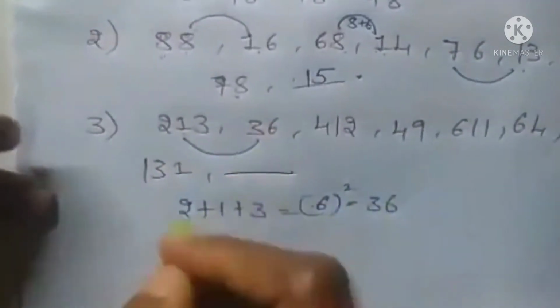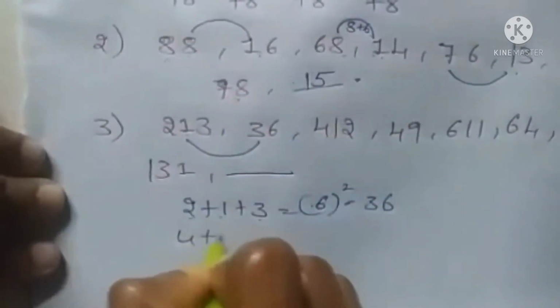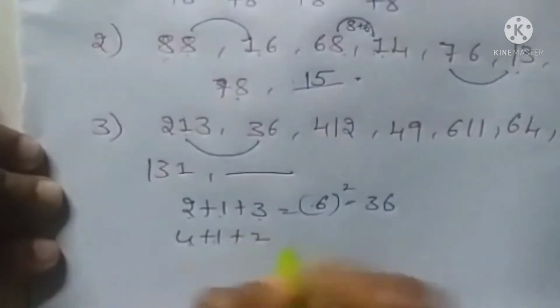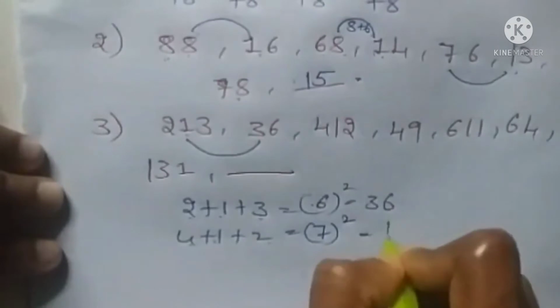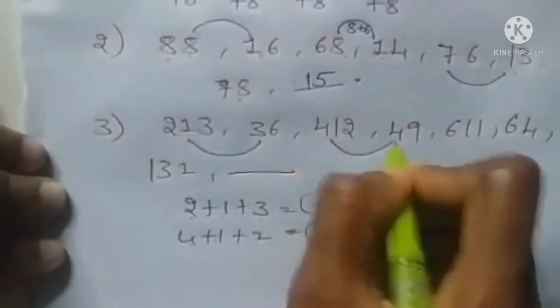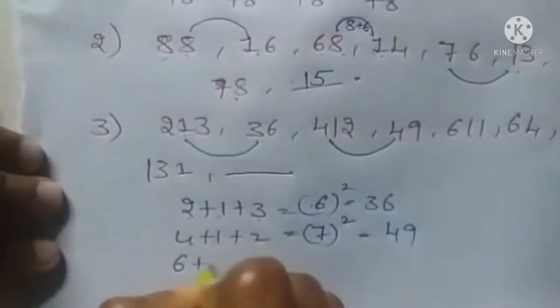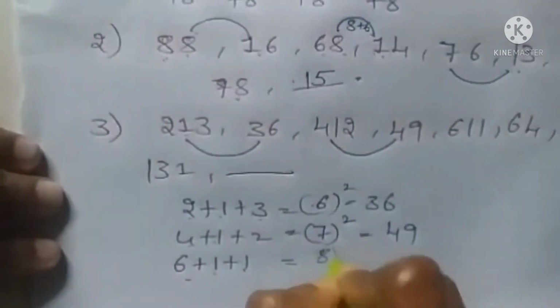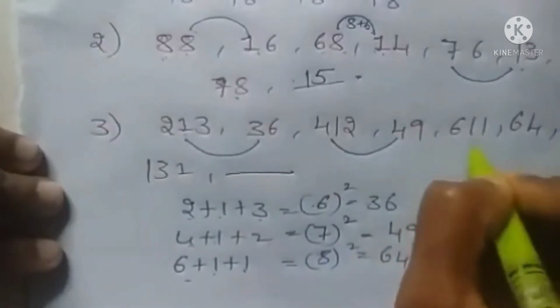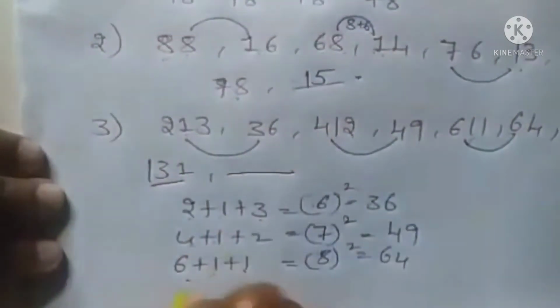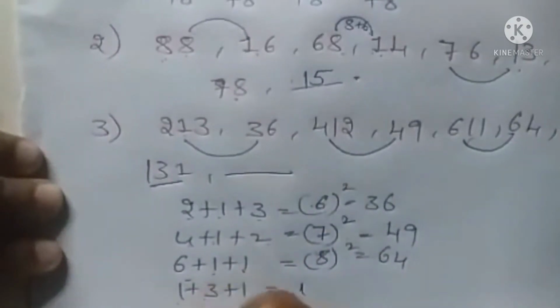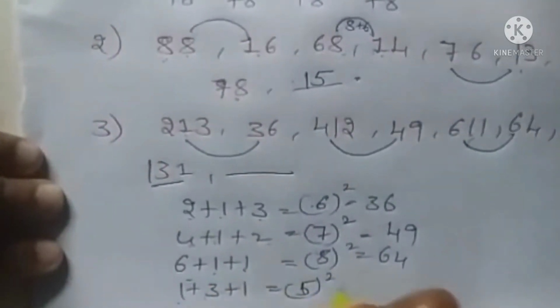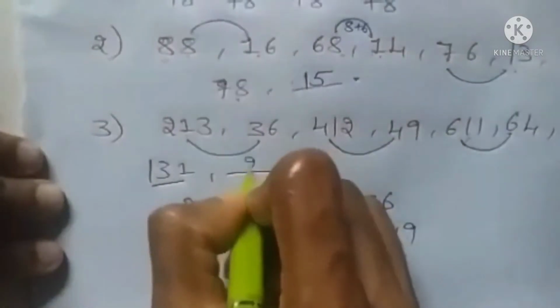This is your answer. And next term is 4 plus 1 plus 2. 4 plus 1, 5. 5 plus 2, 7. 7 square is equal to 49. Yes. So this is the answer. And next one is 6 plus 1 plus 1. 6 plus 1, 7. 7 plus 1, 8. 8 square is equal to 64. This is the answer for this. Now 1 plus 3 plus 1 is equal to 3 plus 1, 4. 4 plus 1, 5. 5 square is equal to 25. So our answer is 25.